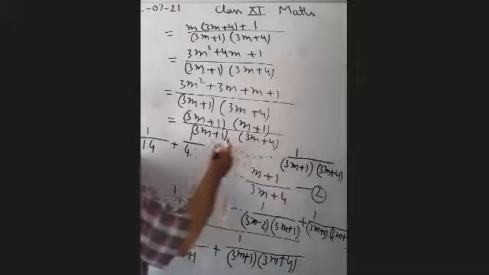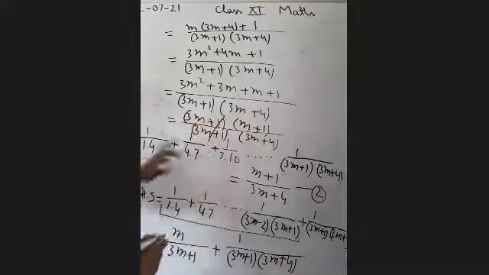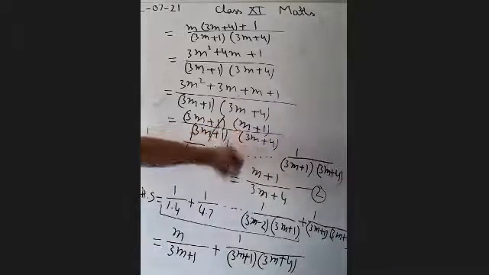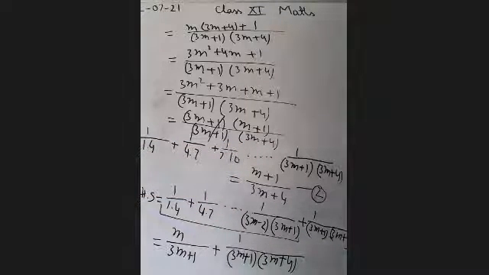You can cancel 3m plus 1. So you get here m plus 1 divided by 3m plus 4. This we have to prove. यही हमें जो है प्रूव करना था. तो same result we get.